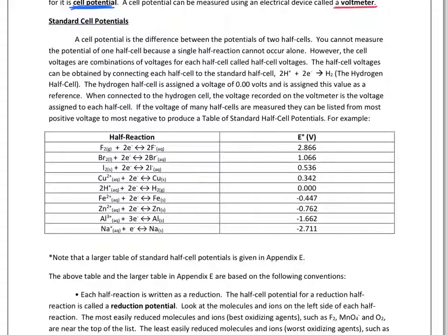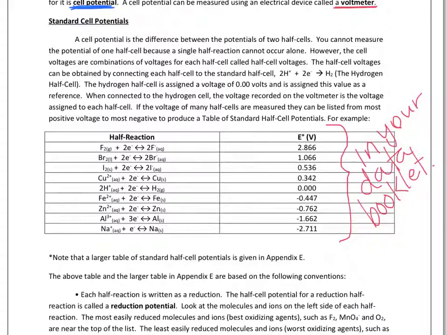If the voltage of many half cells are measured, they can be listed from most positive to most negative in what's called a table of standard half cell potentials. This is just a very small glimpse of all of the different voltages for the half reactions, and this is actually in your data booklet. Since this is in your data booklet, this will be given to you for your test as well as your public exam, and we're going to be using this a lot throughout this section, so you might want to have that handy.